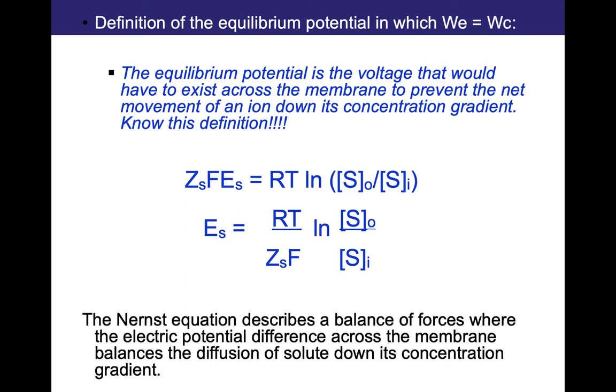When you multiply 8.3 joules per mole Kelvin with 310 Kelvin, the Kelvins actually cancel out. I can even cancel out our millimoles here. Moles are going to cancel out. And my units are going to be left with joules per coulomb.